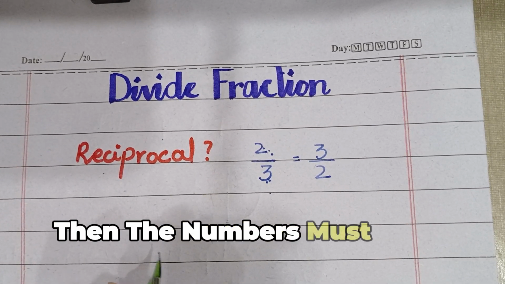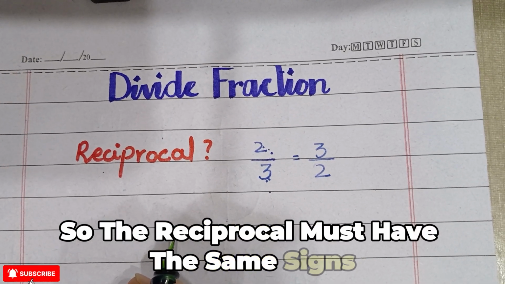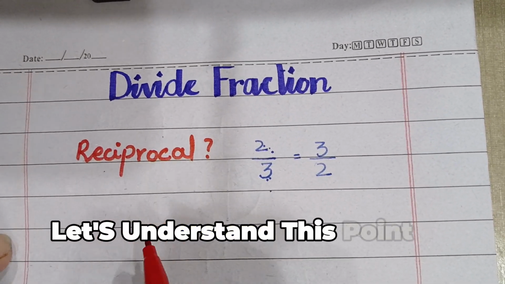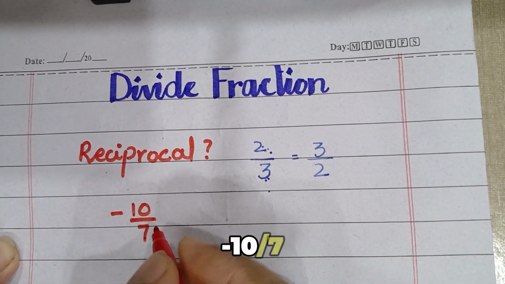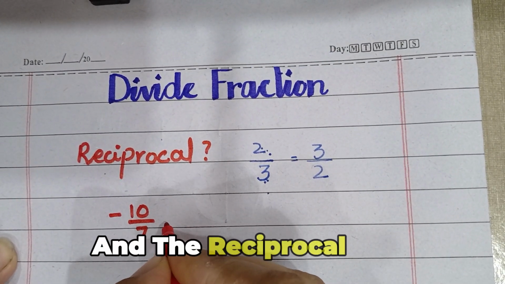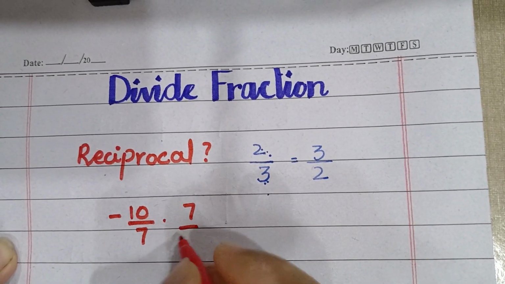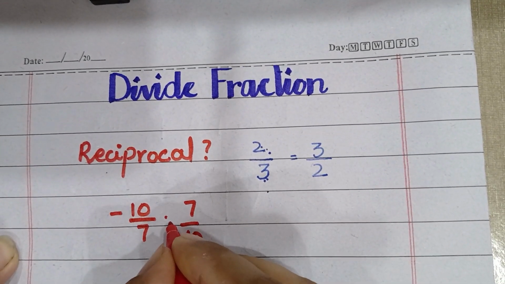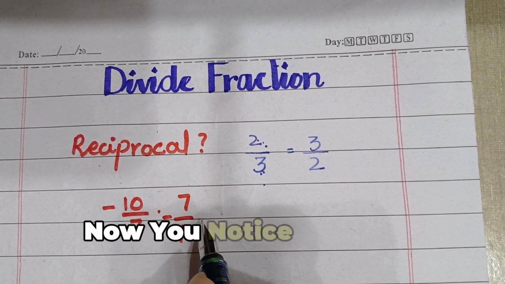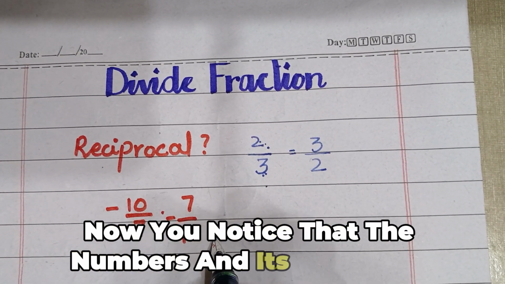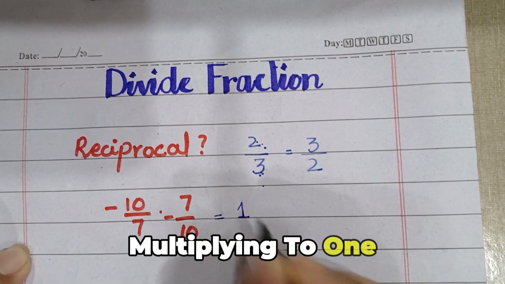Now the next point is, if we want to get a positive product when multiplying two numbers, then the numbers must have the same sign, so the reciprocal must have the same sign. Let's understand this point with an example: -10/7, and the reciprocal is -7/10, and the minus remains as it is. Now you notice that a number and its reciprocal multiply to 1.